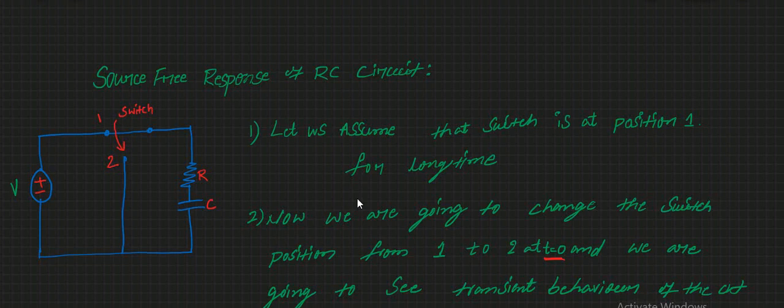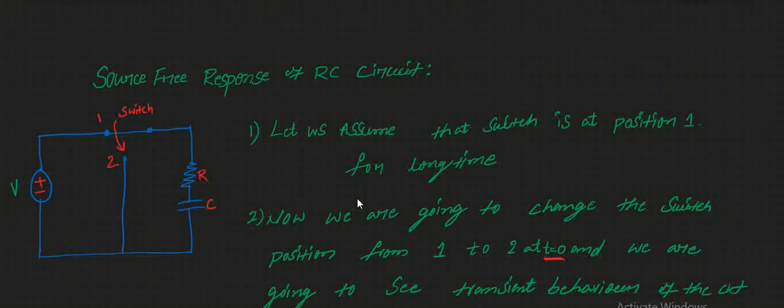Hello students, we are going to see the source free response of an RC circuit. Throughout this unit we need to consider two types of responses: the forced excitation response and the source free response. In the source free response, we disconnect the voltage source or current source from the circuit, and we analyze how the circuit behaves.